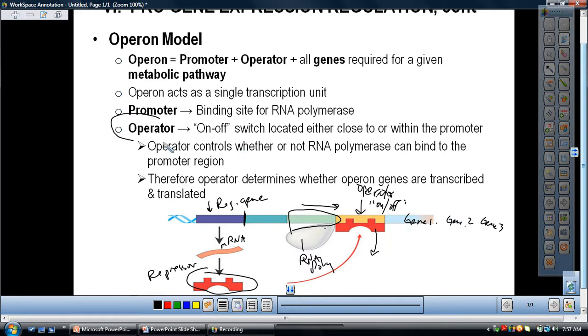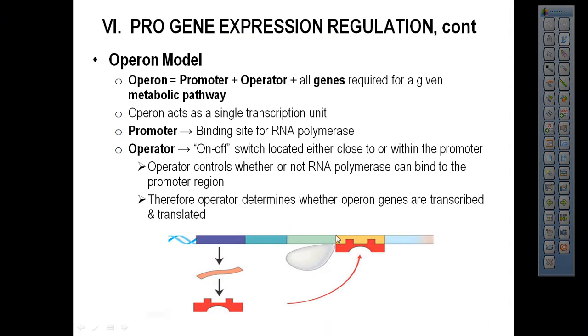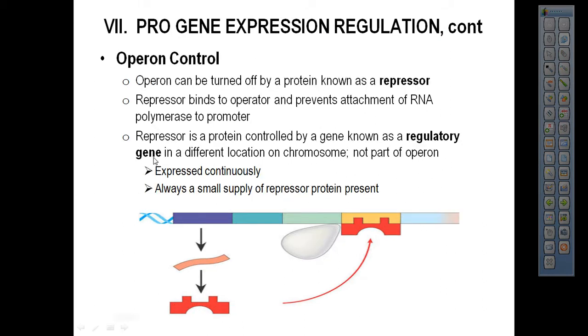So this operator is a really important aspect, this on-off switch, which is located close to or within the promoter region. Okay, so we've got the promoter as well as the attachment site where you also need the RNA polymerase to come and read this. So the job of the operator is to control whether or not RNA polymerase can actually bind to the promoter region. Therefore, ultimately, it's determining whether transcription is going to occur or not. Okay, so that's just kind of a little bit of the overview.